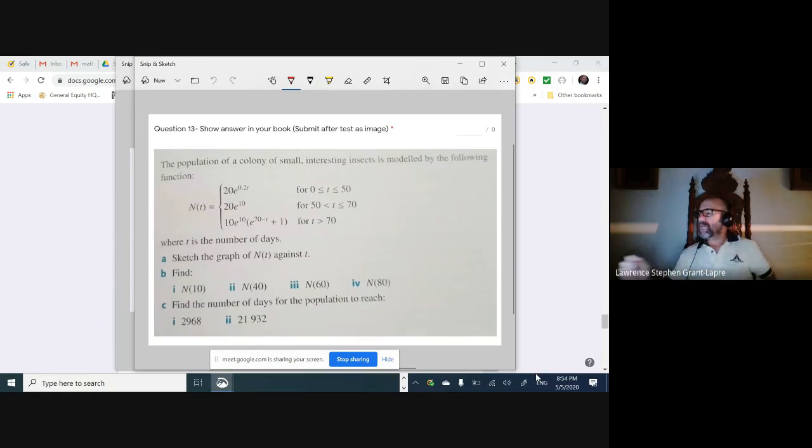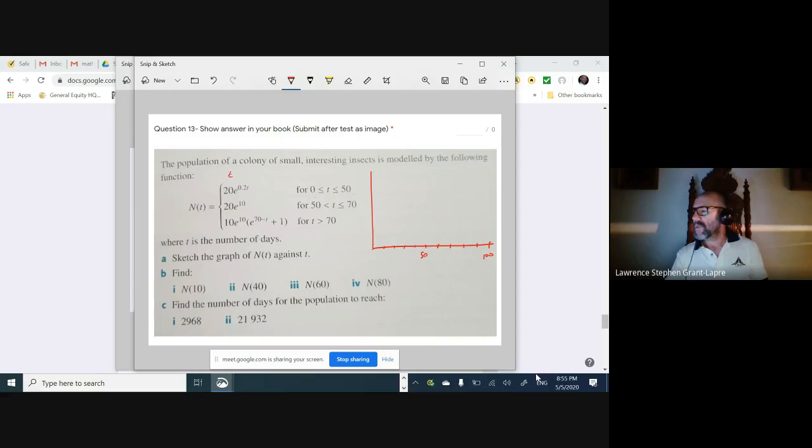The population of a colony of small insects is modeled by the following. Now, sketch the graph. So, draw your x and y axis. I don't have a ruler, so I'm going to have to try and do this as freehand as possible. We want from 0 up to 10, 20, 30, 40, 50, 60, 70, 80, 90, 100.